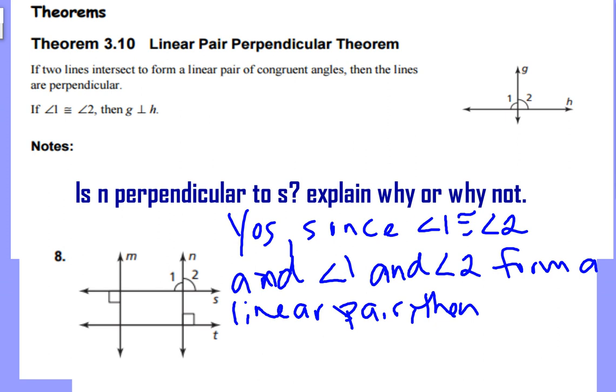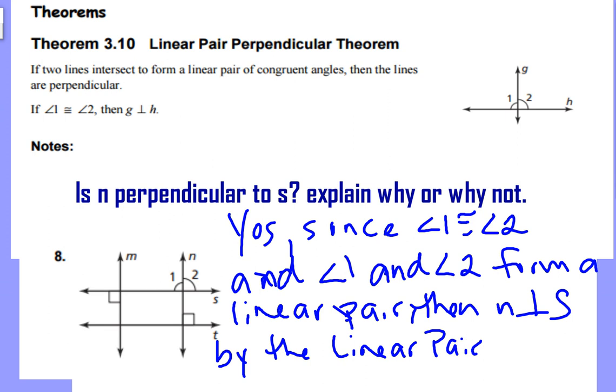then n is perpendicular to S by the linear pair perpendicular theorem. So there's our linear pair perpendicular theorem and how we can utilize it in some context.